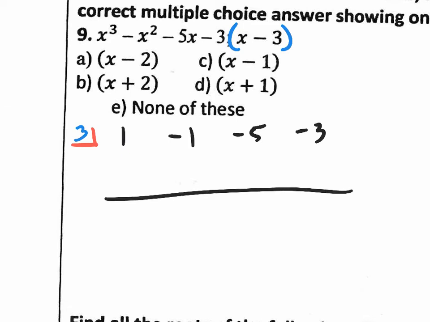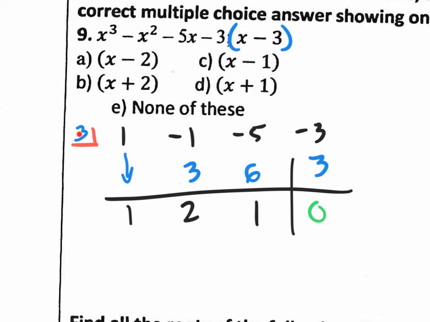As you come down, you add 1 plus 0 is 1. As you go up, you multiply. 3 times 1 is 3. As you go down, you combine, you add. Negative 1 plus 3, what is that? 2. As you go up, you multiply. 3 times 2, 6. As you go down, you combine. Negative 5 plus 6, 1. As you go up, you multiply. 3 times 1, 3. As you go down, you combine. 0.